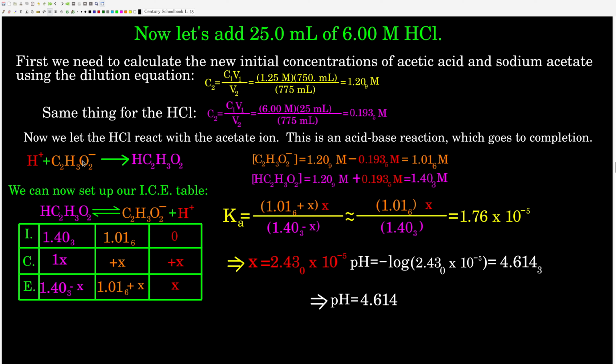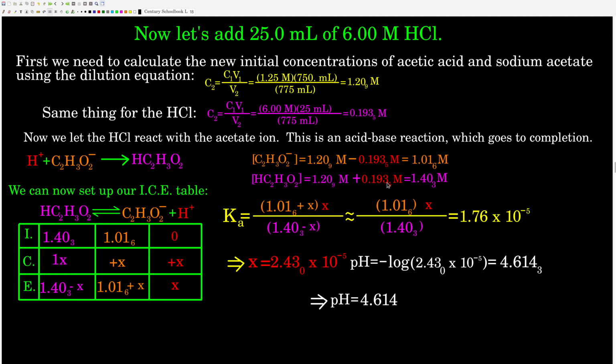And when we do that, we had 0.194 molar hydrochloric acid or hydrogen ion, so we take that much acetate away. So our new initial concentration of acetate will be our initial 1.209 molar minus the amount that reacted with the acid right here. That gives us about 1.02 molar or so. And we're making acetic acid. So for every proton that we add from the hydrochloric acid, we make a molecule of acetic acid. So initially we had 1.209 molar acetic acid.